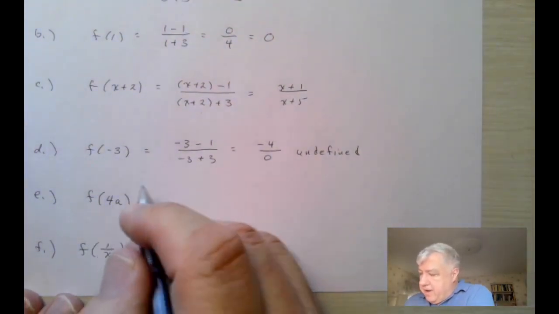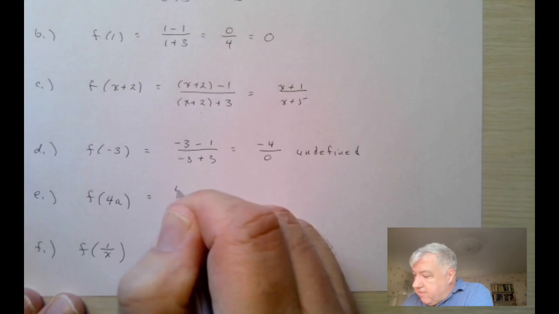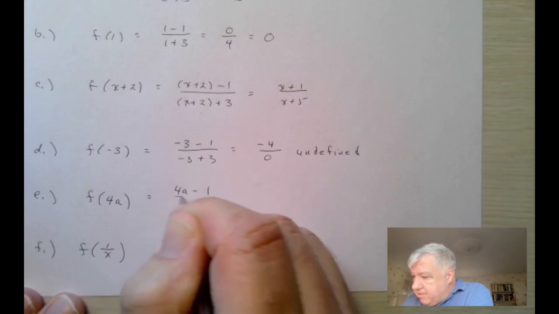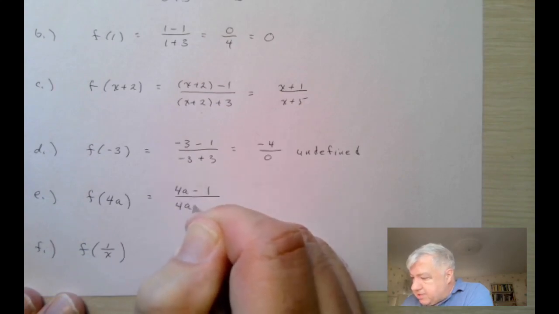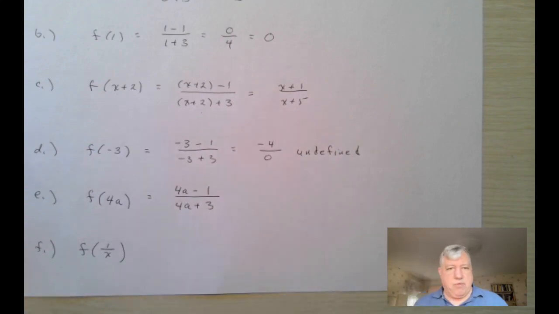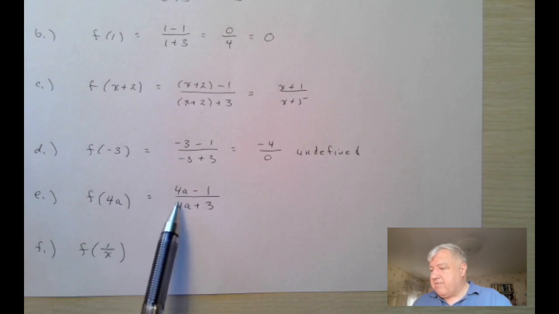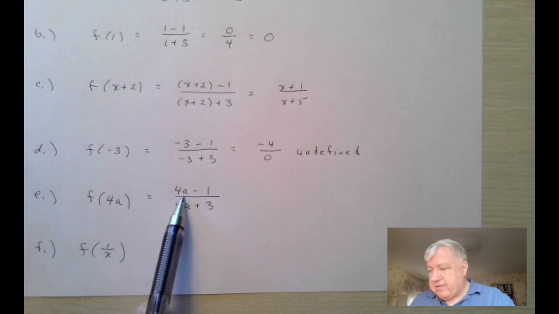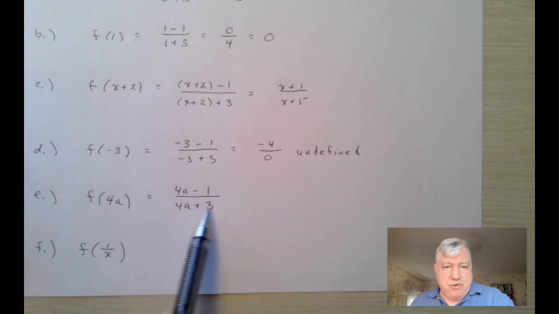Here, f of 4a would be 4a minus 1 over 4a plus 3. And we can't really simplify this anymore. The 4's do not cancel because 4 is only a factor of this term. 4 has to be a factor of everything in the numerator and denominator for it to cancel. So we just leave it like that.